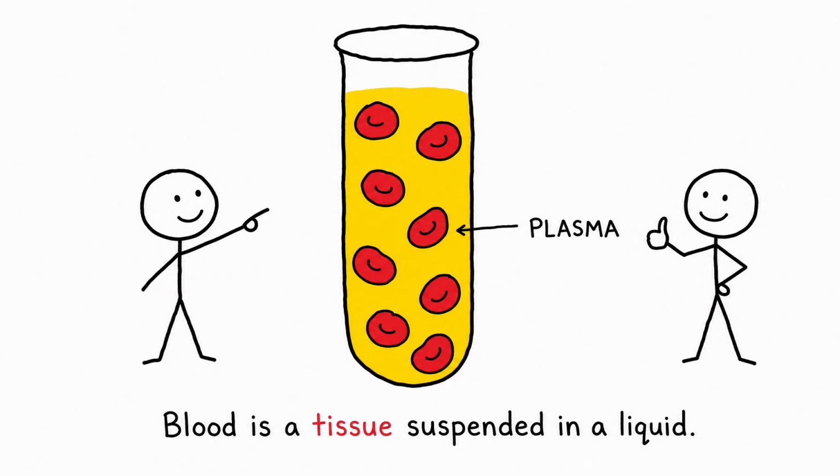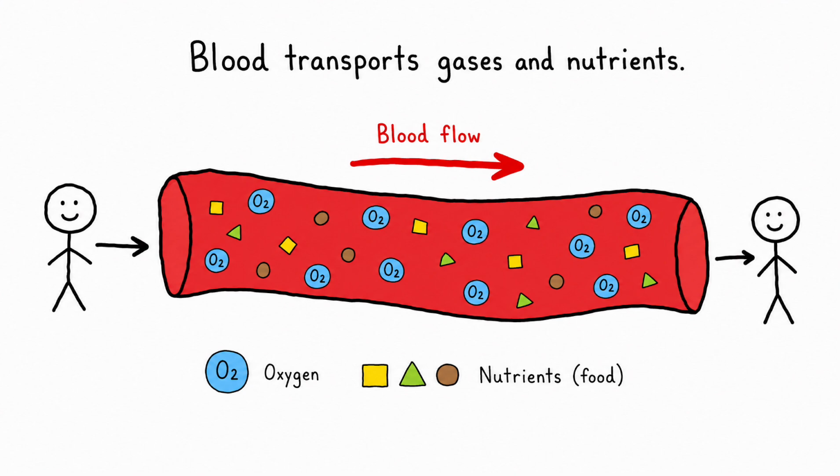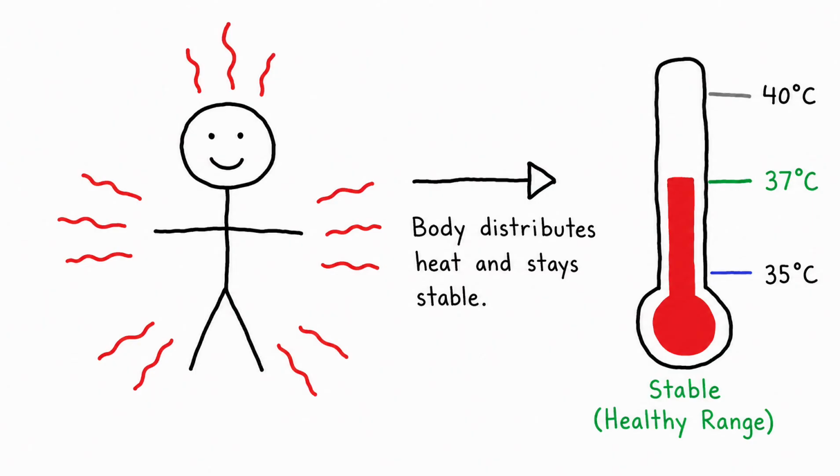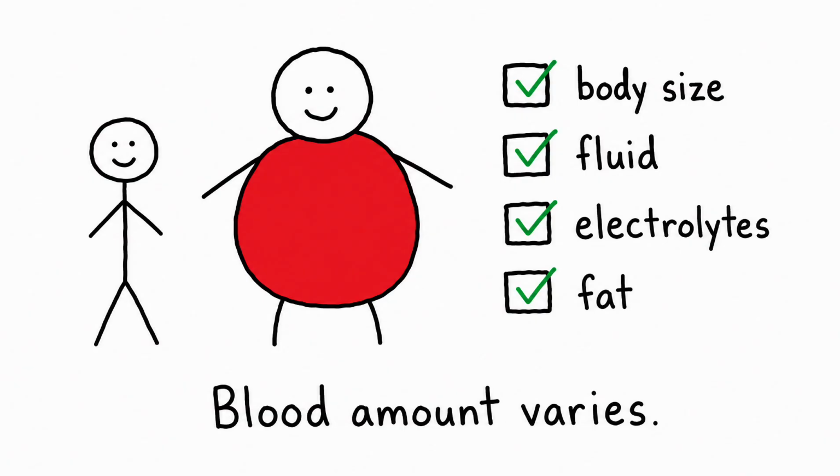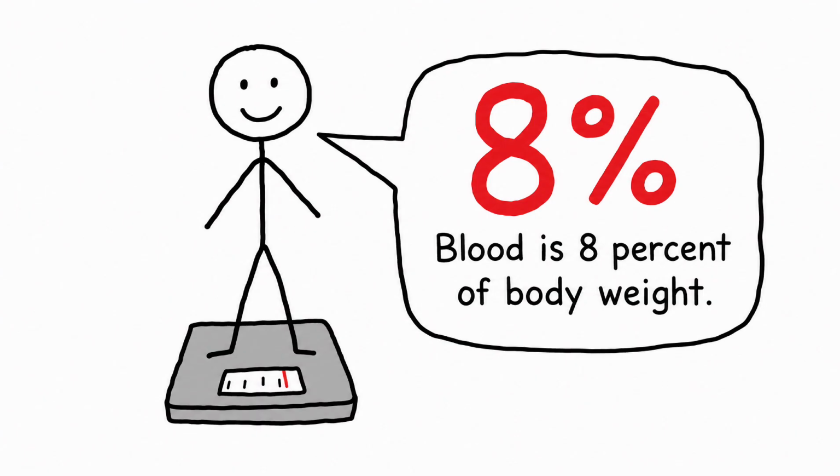Blood is a type of connective tissue suspended in a liquid matrix known as plasma, okay? Blood is very important because it deals with transporting vital substances such as gases and nutrients. It helps with maintaining stability of our interstitial fluid and distributing body heat. The amount of blood will vary with body size, changes in fluid concentration, changes in electrolyte concentration, and the amount of adipose tissue. Blood is about 8% of body weight.